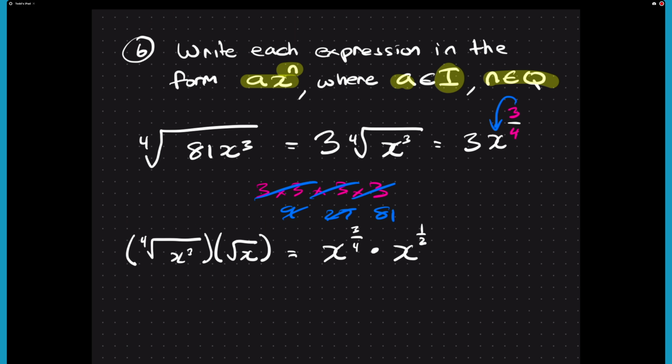And now, what do I do when I've got similar bases? I add the exponents. So that is going to equal x raised to the power of 3 over 4 plus, now I wouldn't use 1 over 2 because it doesn't have the same denominator. So I'm going to change that to an equivalent, which is 2 over 4. So we end up with x raised to the power of 3 over 4 plus 2 over 4, which is going to equal x raised to the power of 5 over 4. And that is our final answer.